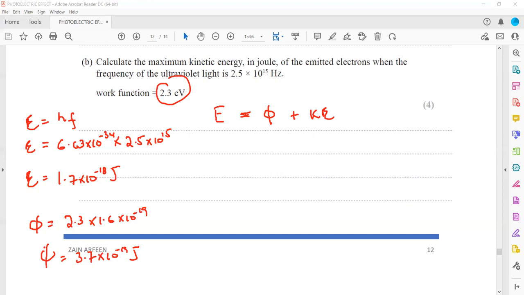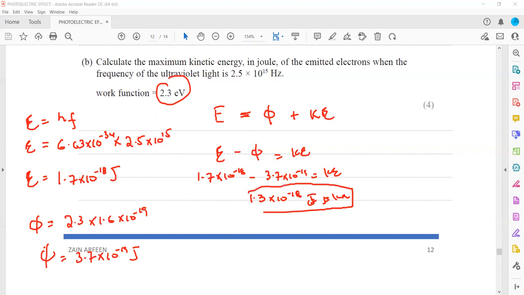Now we substitute the values to calculate the kinetic energy. We just have to take the difference, because E minus phi will give us the kinetic energy, where E is the energy, that is 1.7 into 10 to the power minus 18 minus the phi, which is 3.7 into 10 to the power minus 19. When we subtract, we'll get the kinetic energy of this, which is 1.3 into 10 to the power minus 18 joules. That is the kinetic energy of this electron. Sometimes they ask for speed. Again we'll use the formula: kinetic energy is half mv square. So we'll use that to get the speed of this particle.